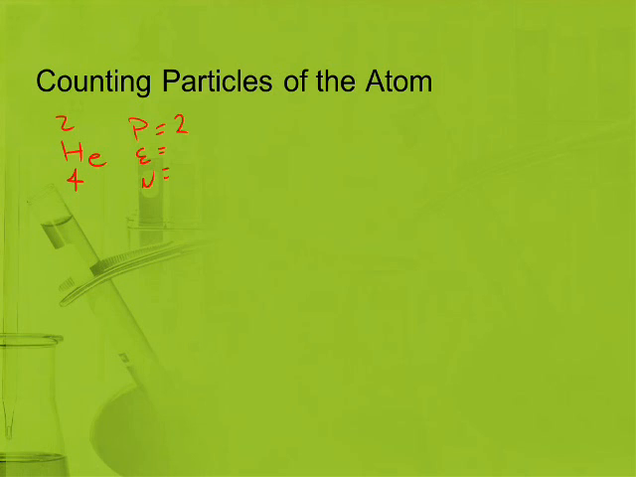Protons equal the atomic number. Electrons equal the protons, and neutrons is the mass minus the atomic number of protons, which is 2. So it's 2, 2, 2.